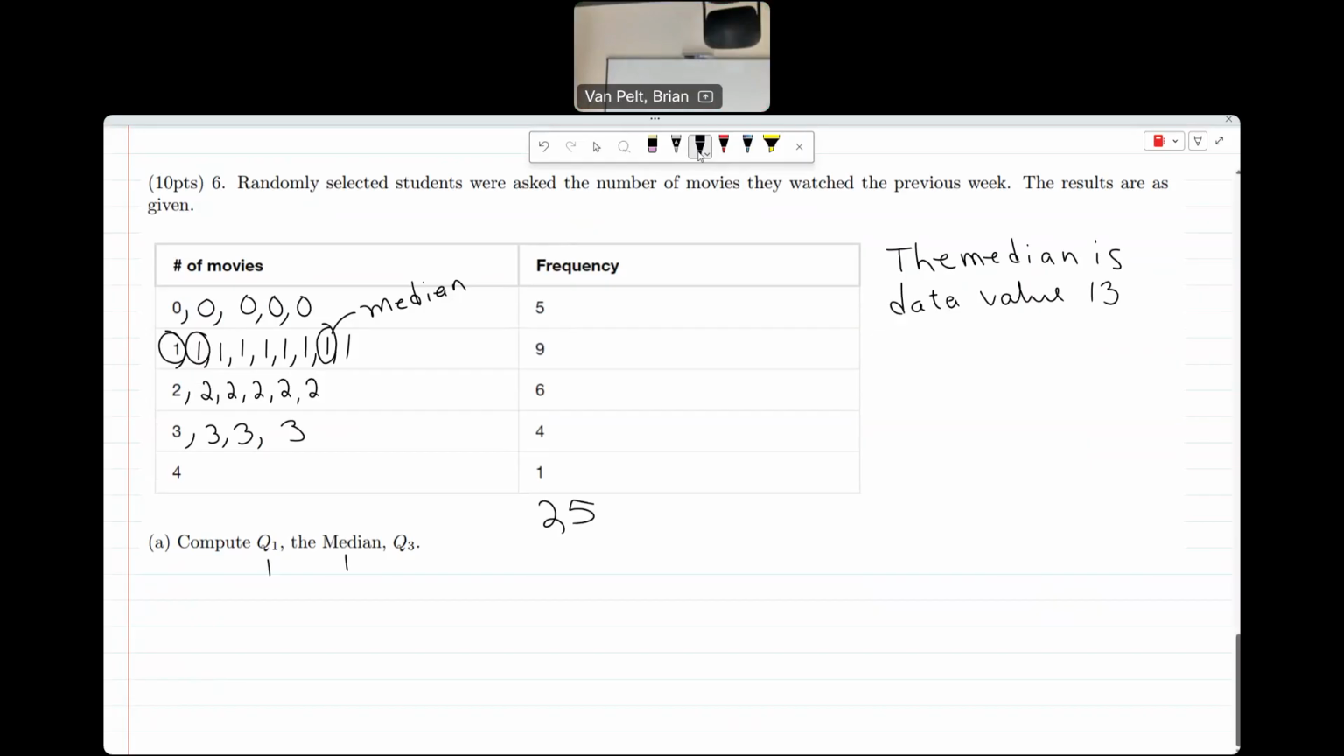Now Q3 is going to be the middle of the upper data. That includes this piece here. So I also have 12 pieces of data here. So I want to go and find 6 and 7. 1, 2, 3, 4, 5, 6, 7. Both of them are 2. So the average of 2 and 2 is 2. Any questions?